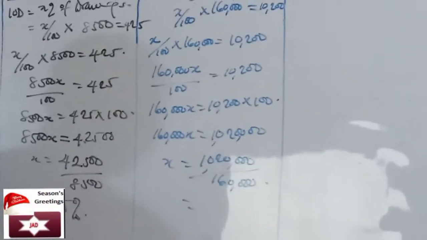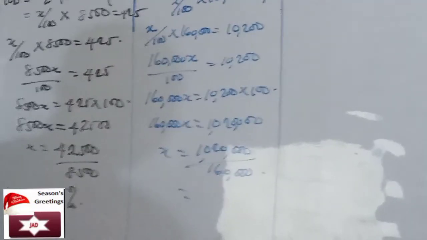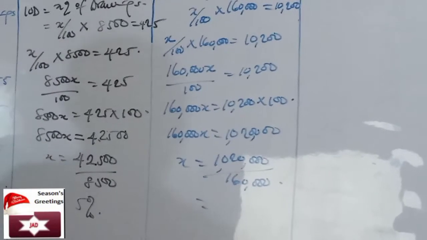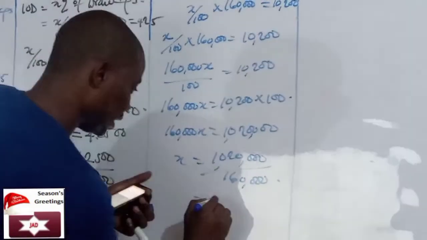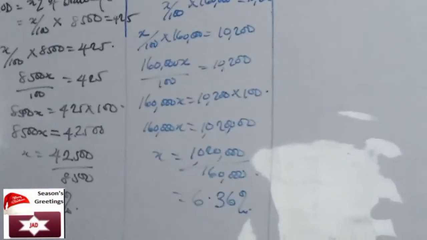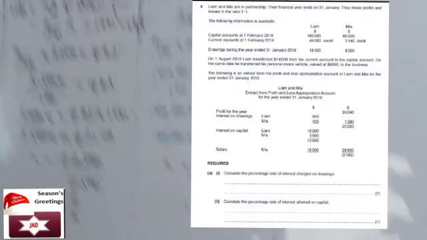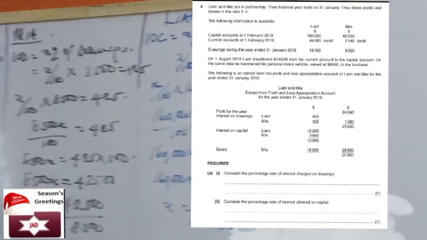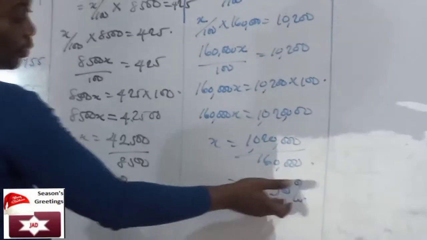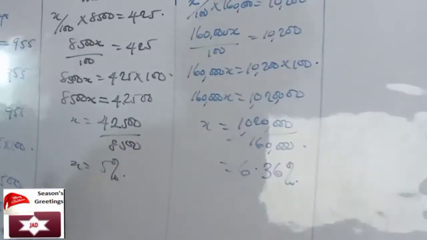So we have 1,020,000 divided by 160,000. So I have 6.36%. The question specifically said that we should calculate the percentage rate of interest allowed on capital there. So we've done that, which is 6.36%. That's 2 decimal places. If you want to make it 1 decimal, that'll be 6.4. Okay, so that's it now for Liam.